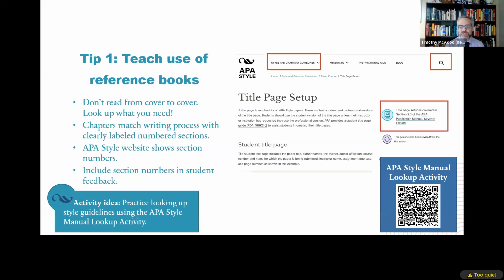So when you look up information on the website, if your students are finding that an easy way to look up APA Style information, the pages on our site are labeled with those same section numbers. So you can see that outlined in red on this slide here. And that shows where the information can be found in the publication manual.